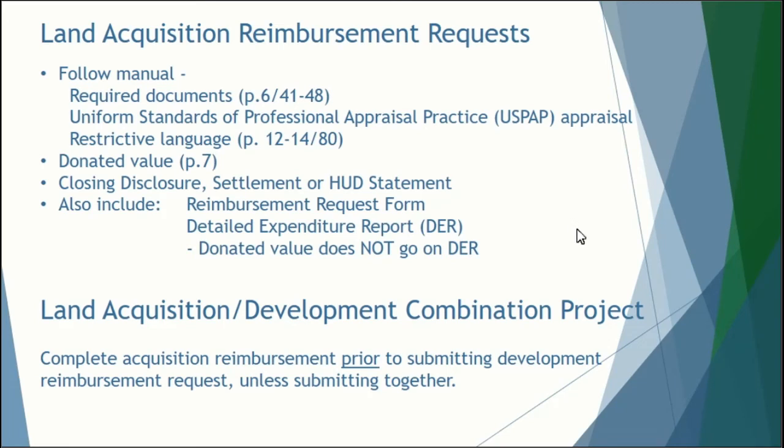Documents that must accompany your land acquisition reimbursement request are noted in the manual on pages 6 and 41 through 47. Appraisals must use the Uniform Standards of Professional Appraisal Practice method. If the land you acquire is valued at $500,000 or higher, 2 appraisals are required.